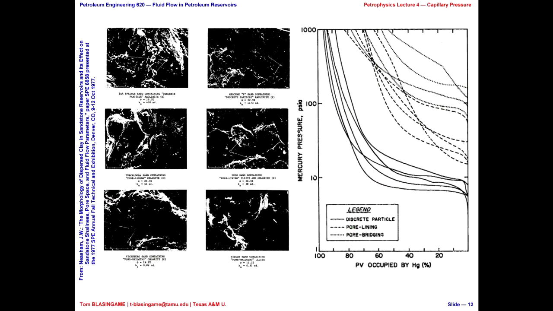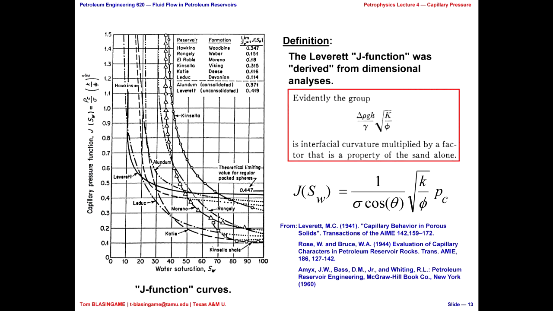So the next slide is a compendium of a whole bunch of cases from Neesham. And then the next slide is a discussion of Leverett. Leverett claimed in his paper, let's see, it was 1942, yeah, that he could create a universal capillary pressure curve. Mr. Bake, Mr. Ravi Kumar, your chemical engineers, all he really did was define a dimensionless capillary pressure.